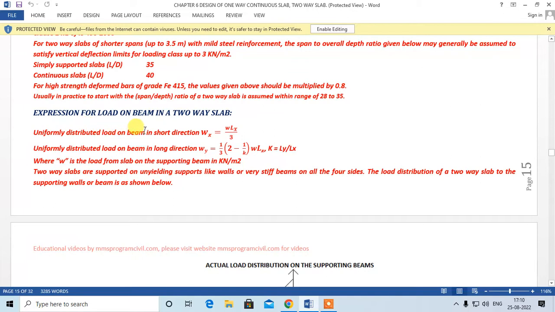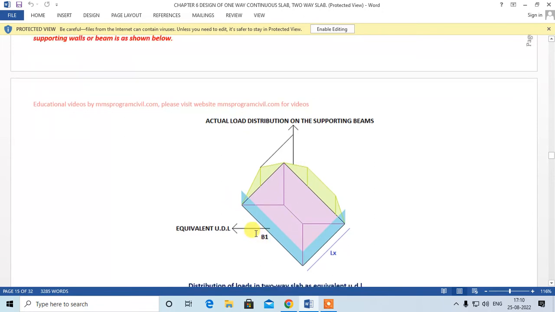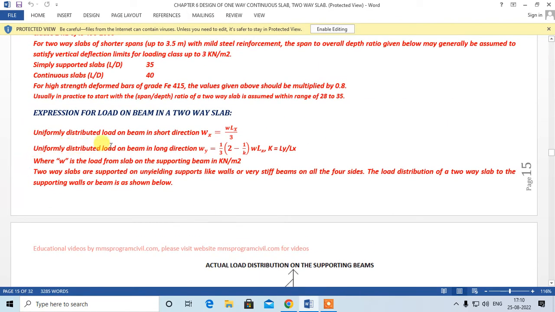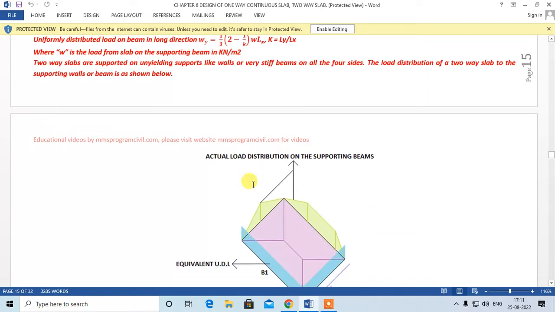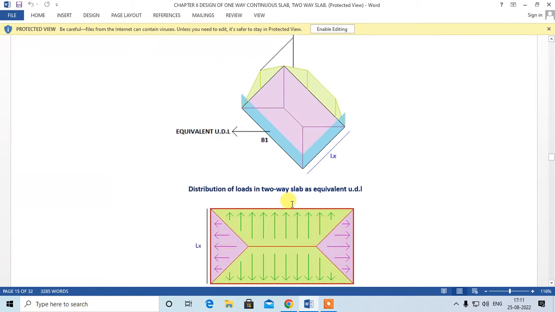that is, uniformly distributed load on beam in shorter direction. This is the formula, right? And you can convert this load into an equivalent UDL using this formula: uniformly distributed load on beam along long direction, WY. Okay, so this is the formula. Over here, K is the aspect ratio, that is Ly by Lx. This is a very important assumption made over here, that the slab is supported on rigid supports. Only then can you do such load distribution, right?